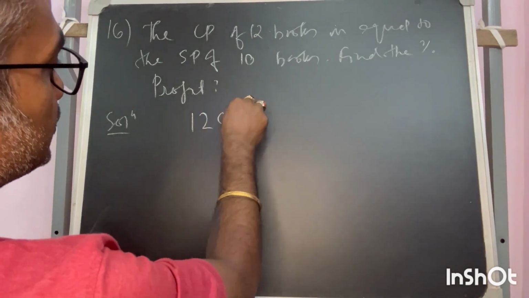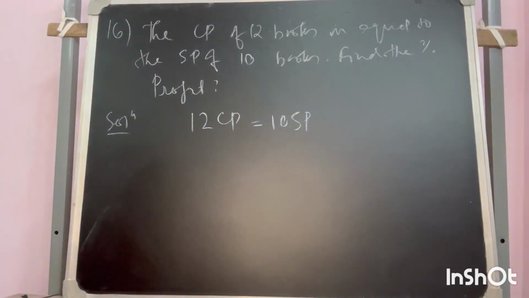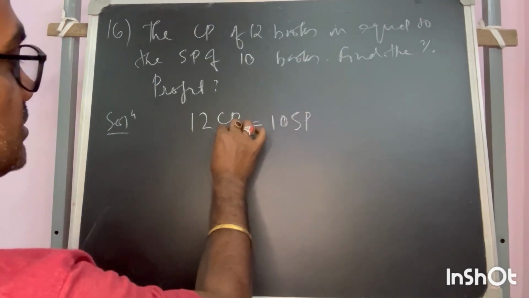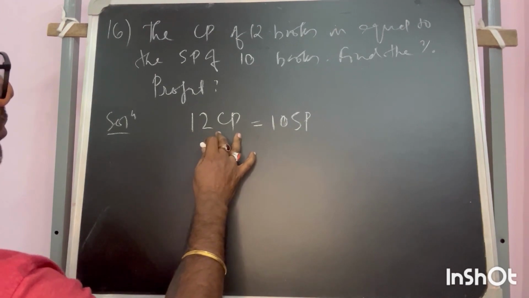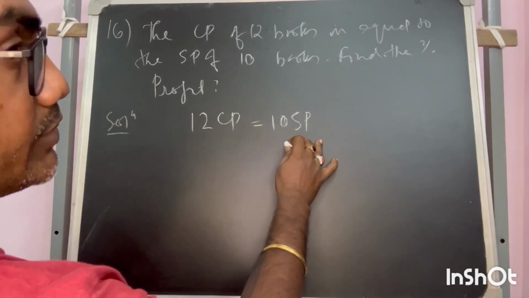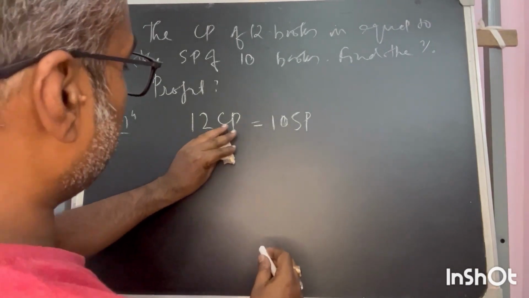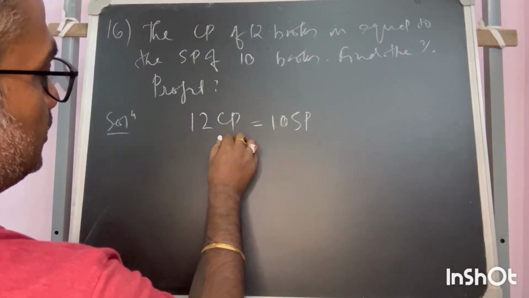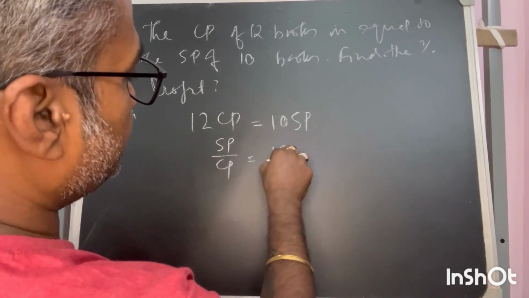So 12 of cost price is equal to 10 of selling price, because if I say each book's cost price is CP and each book's selling price is SP, then the 12 books' cost price is 12 into CP, which is equal to 10 of SP. So from there you need to calculate SP by CP, which is equal to 12 by 10.